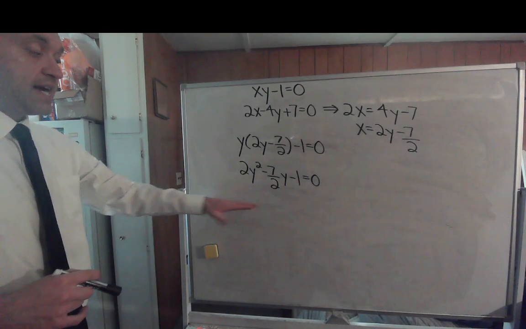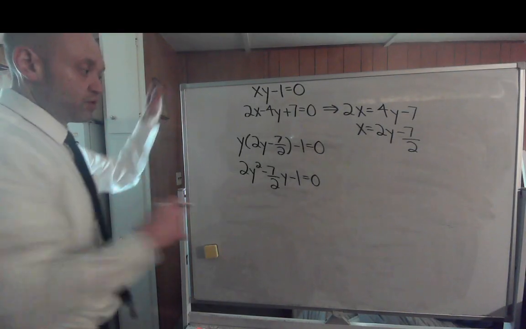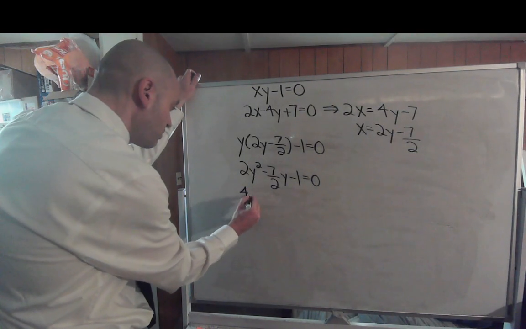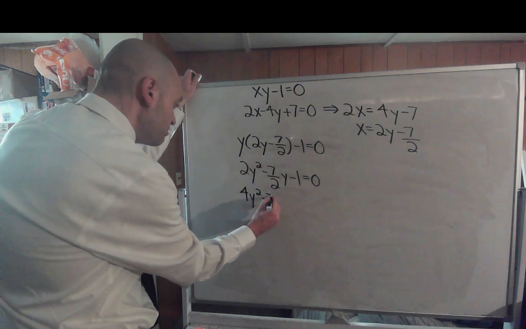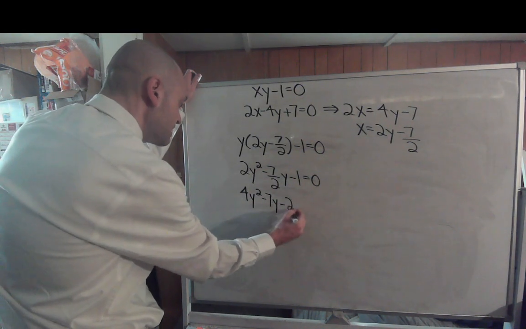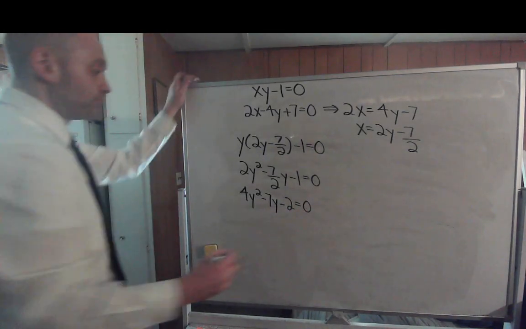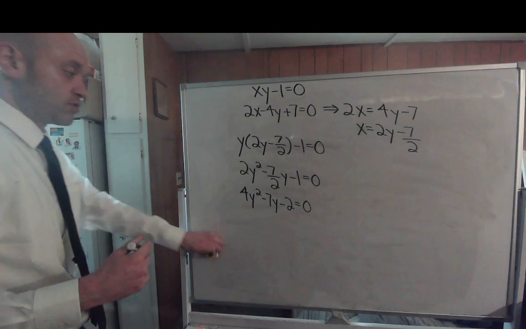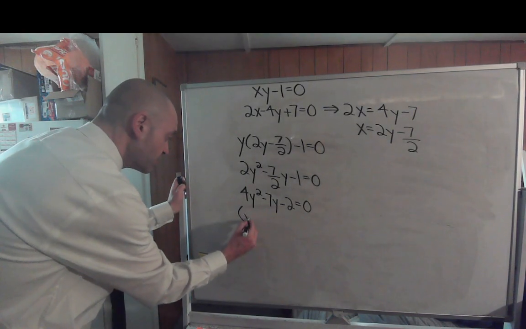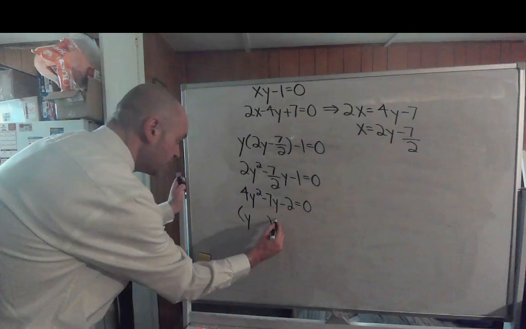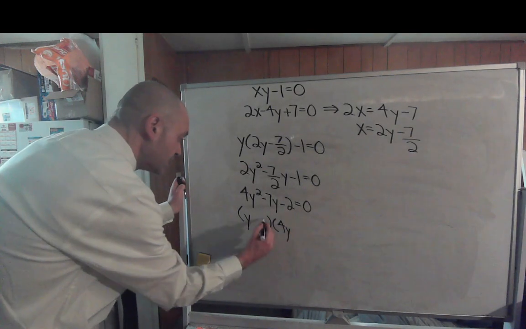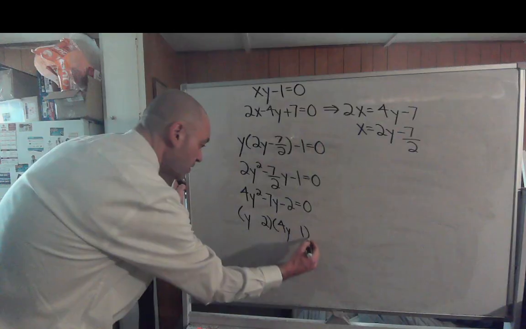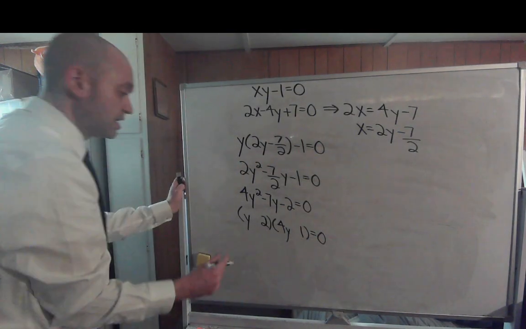We should do that. Multiply the whole thing by 2. You should get 4y squared minus 7y minus 2 equals 0. I'm actually pretty sure these are going to factor. So you'll have a y, a 4y, that should be 2, and that should be 1. All right, let's figure out what equals what.